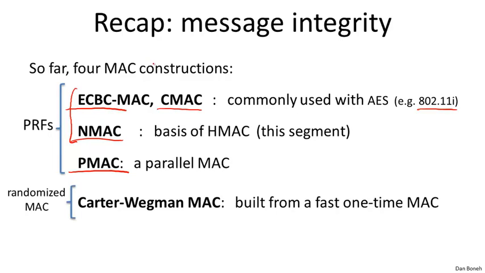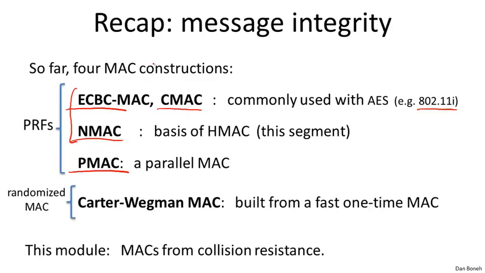And if you remember, the Carter-Wagman MAC was built by, first of all, taking the bulk message and hashing it down to a small tag using a fast one-time MAC, and then encrypting that tag using a PRF. The benefit of the Carter-Wagman MAC was that the hashing of the bulk message is done using a fast one-time MAC. And in this module, we're going to construct MACs from a new concept called collision resistance. And so the first thing we're going to do is construct collision-resistant hash functions.